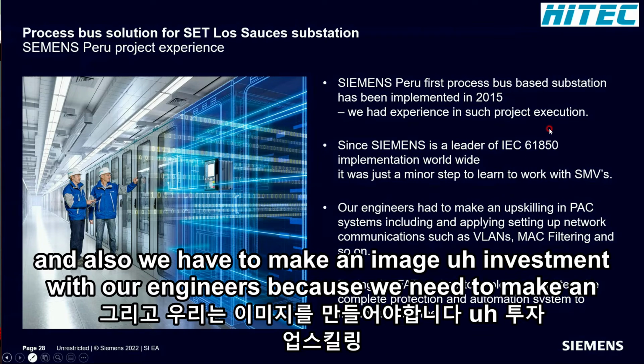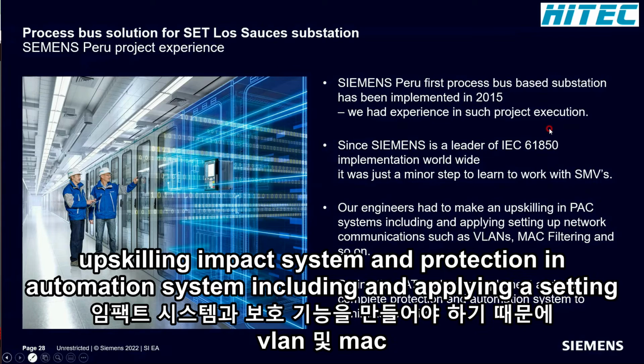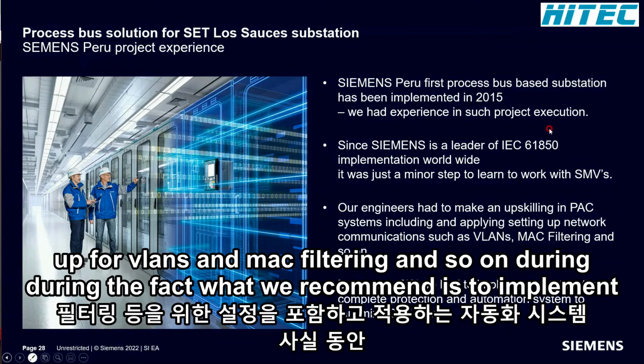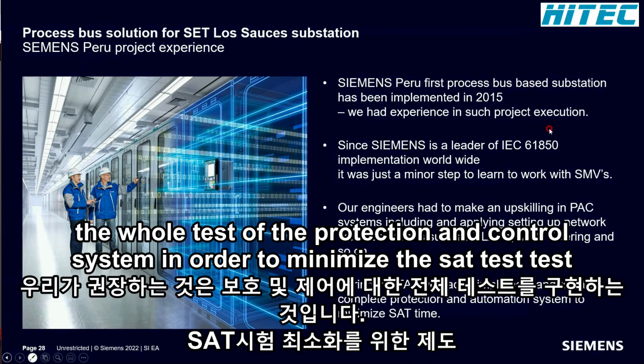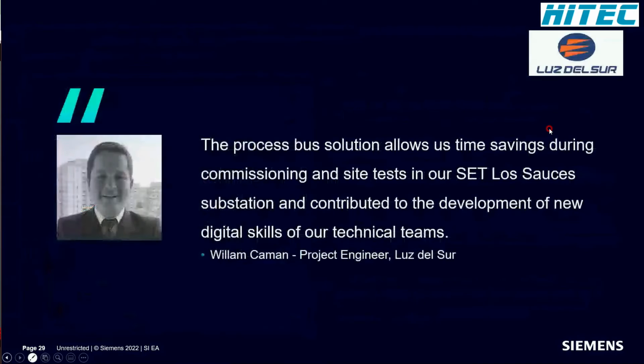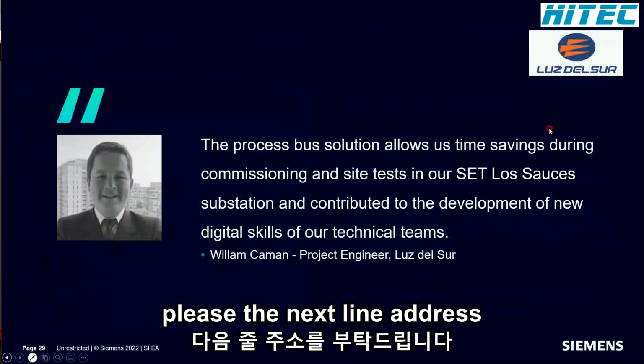And also, we had to make an investment with our engineers because we needed to make an upskilling in the protection and automation system, including applying setup for VLANs and MAC filtering and so on. During the FAT, what we recommend is to implement the whole test of the protection and control system in order to minimize the SAT test. Please, the next slide, Andrews.